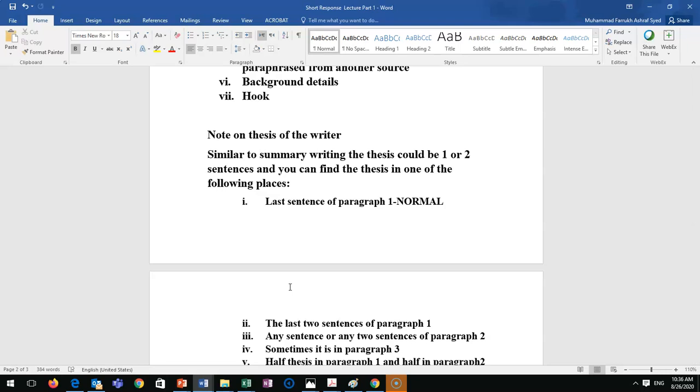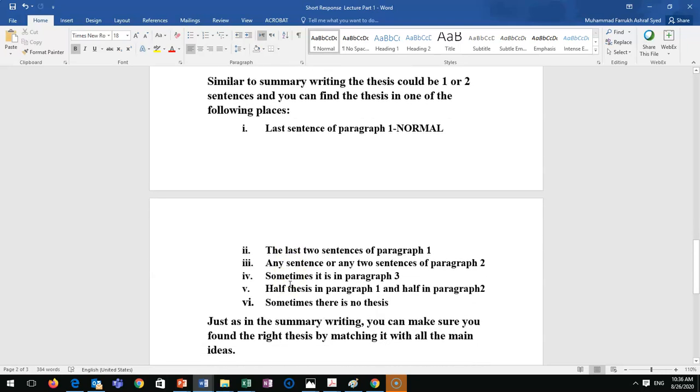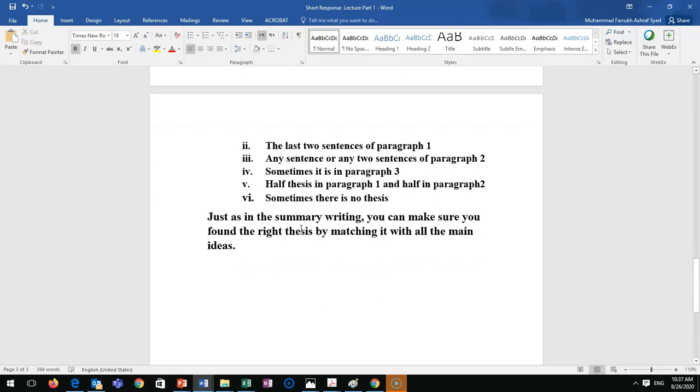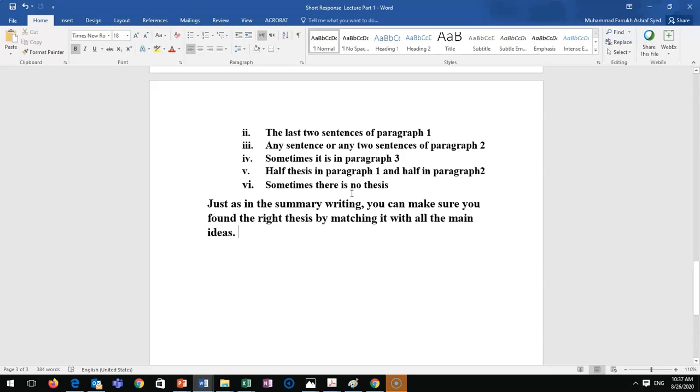Article, 1 or 2 sentences. It can be 1 sentence, it could be 2 sentences. It can be the last sentence of paragraph 1, which is normal, which you already know. It can be last 2 sentences of paragraph 1. It can be any sentence or any 2 sentences of paragraph 2. It can be sometimes in paragraph 3. Half thesis in paragraph 1 and half in paragraph 2. Sometimes there is no thesis. So just as in the summary writing, you can make sure you found the right thesis by matching it with all the main ideas.